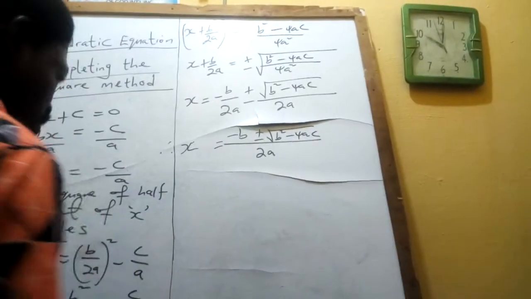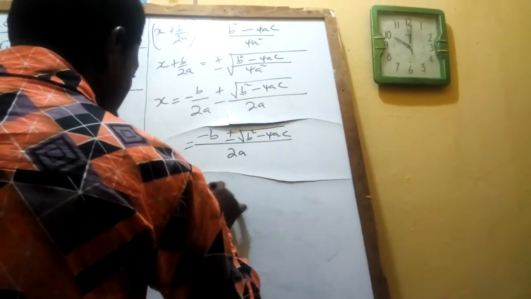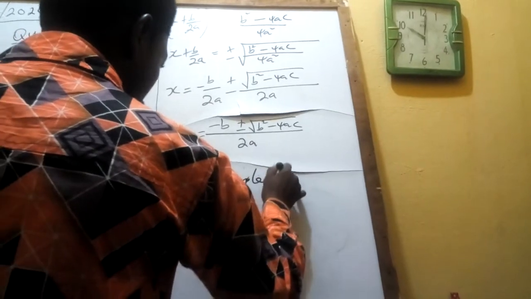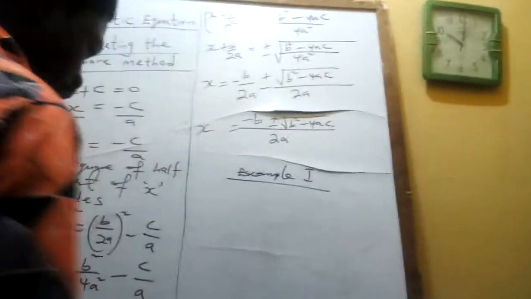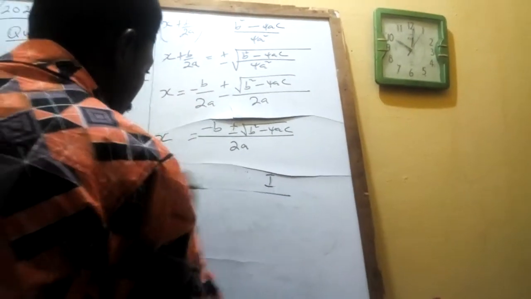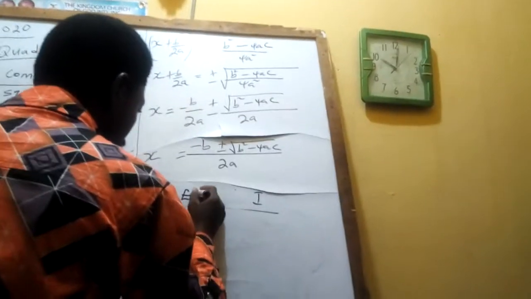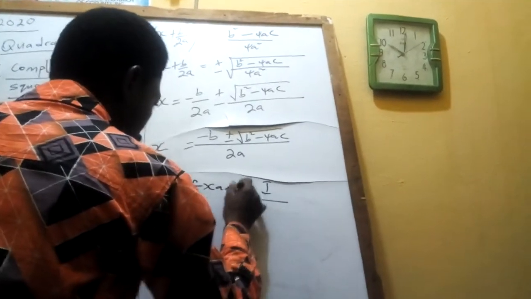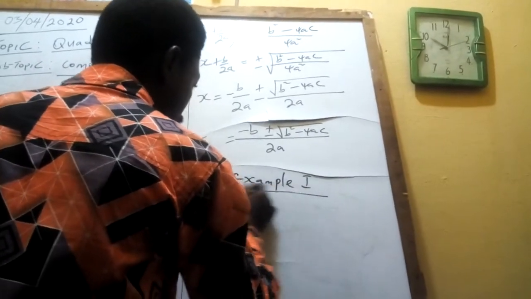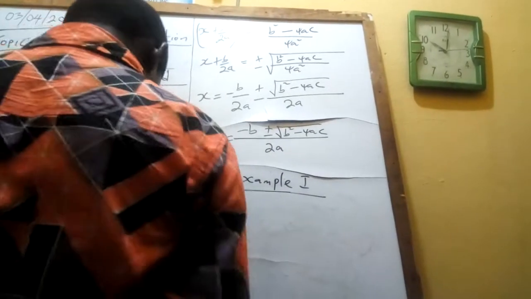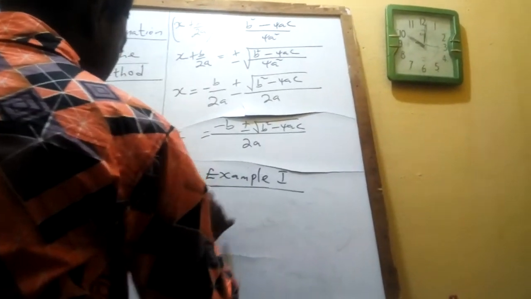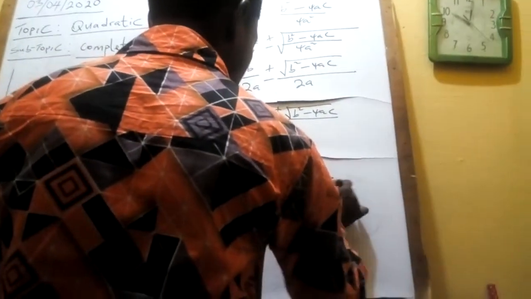That's completing the square method. Let's pick practical examples here. Example 1. I believe you can see this. Now let me write it properly. Example 1. If you pick x squared plus 7x plus 10 equal to 0.